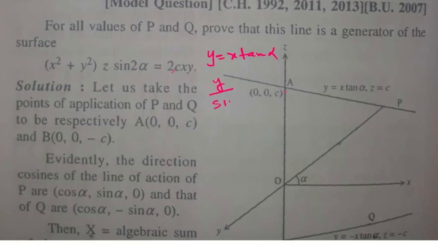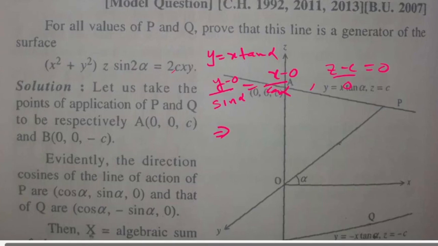So x sin alpha by cos alpha. That means y minus 0, x minus 0, and z equals c. So z minus c equals 0. That means I can put all these two things together. So this is your line of action of this force. Line of action of this force.